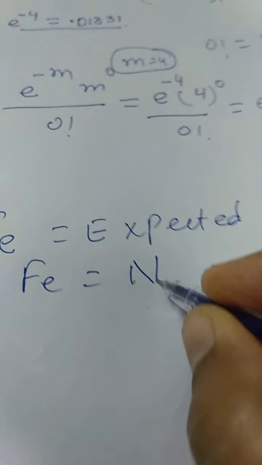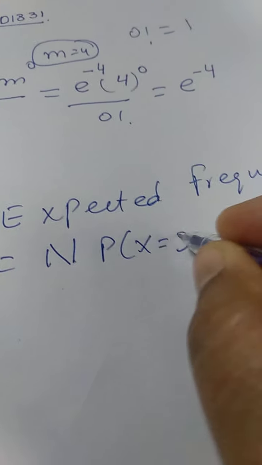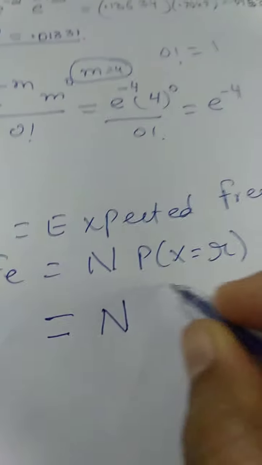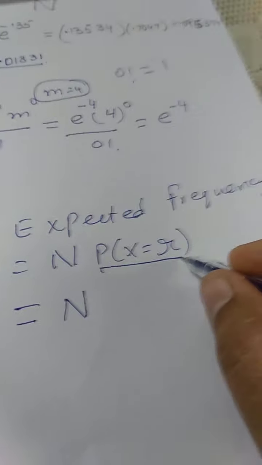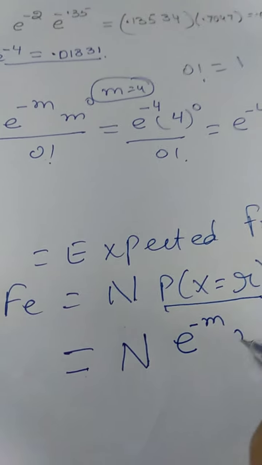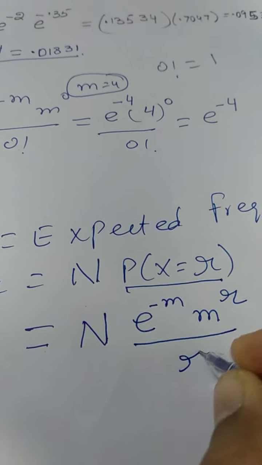I had told this in binomial also. It is capital N into the probability of x is equal to r. Now in our case, N is as it is. What is the probability? Which probability will I use? Since we are dealing with the Poisson distribution, the Poisson distribution probability will come. Earlier we wrote the binomial one, now here we will write the Poisson distribution probability.